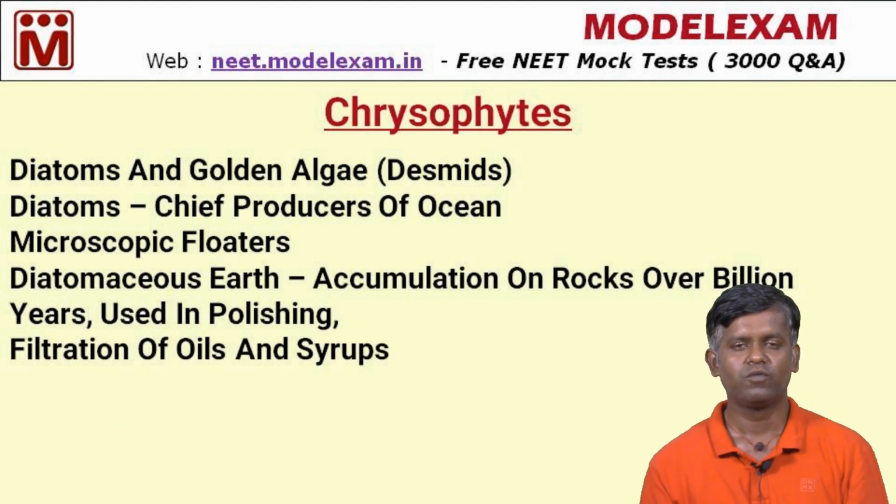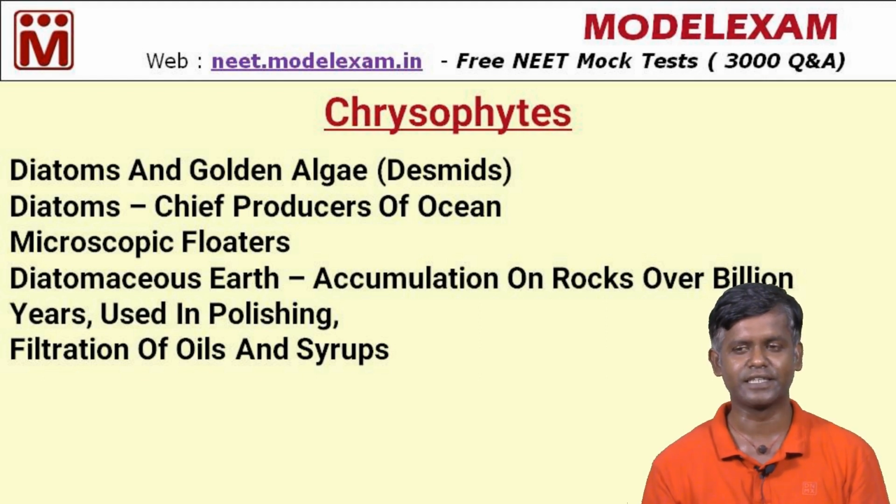Chrysophytes. What are the classes which belong to chrysophytes? Two classes belong to the realm of chrysophytes: one is diatoms and the other is golden algae. It is also called desmids. These diatoms, as we earlier saw, can be regarded as chief producers of the ocean. And these microscopic floaters result in diatomaceous earth.